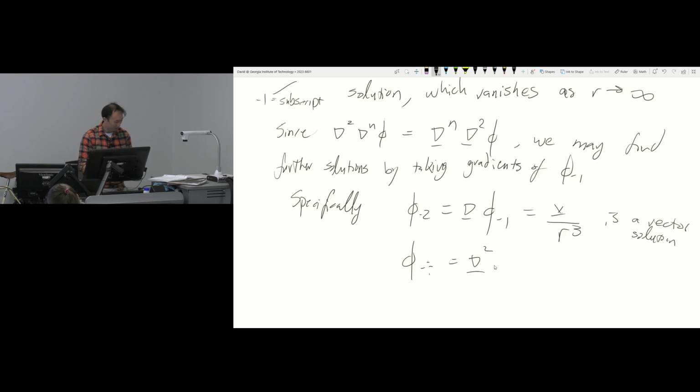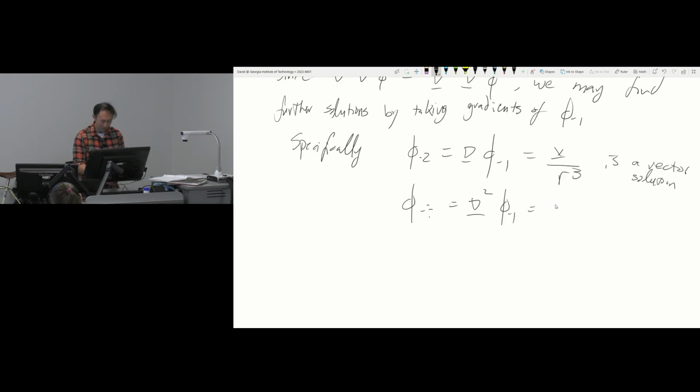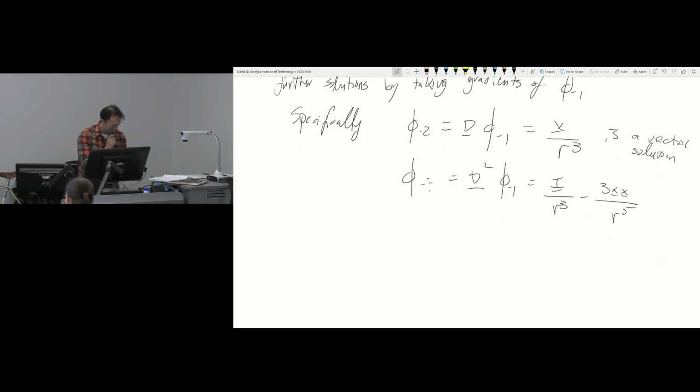If I take the gradient of that, this becomes a tensor. There's no dots between those two x's because we need it to be second order. And phi the negative n is equal to del n minus 1 of phi minus 1. So you can take that fundamental solution and yield further solutions.